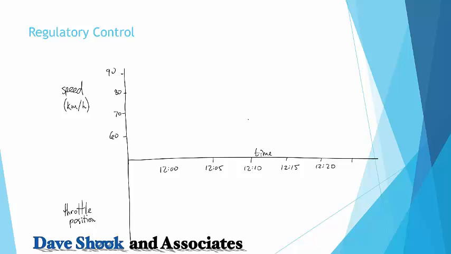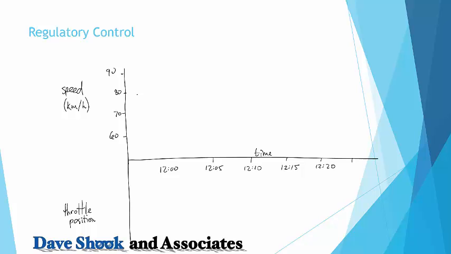Now, unfortunately, regulatory control has got two definitions. The one that we're using here means controlling a controlled variable to some desired set point. The other definition for regulatory control means the opposite of advanced control. And we will not be using that here today, but we will be using it later in the course.